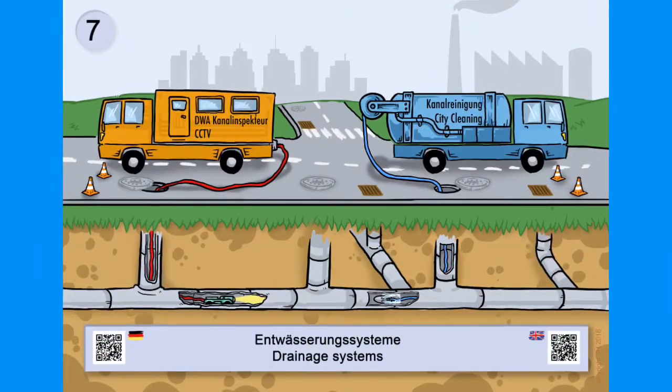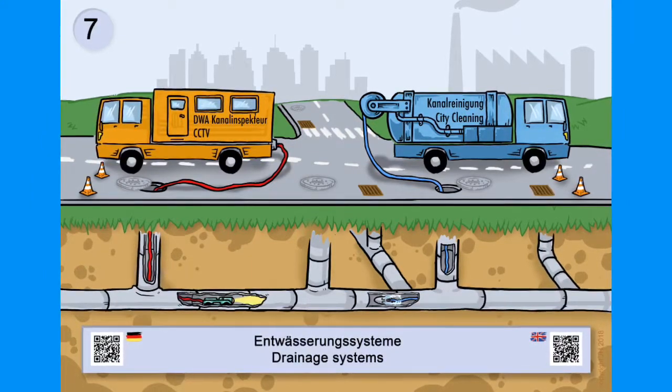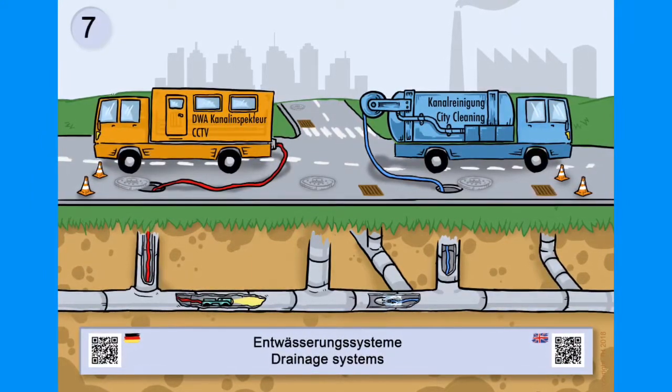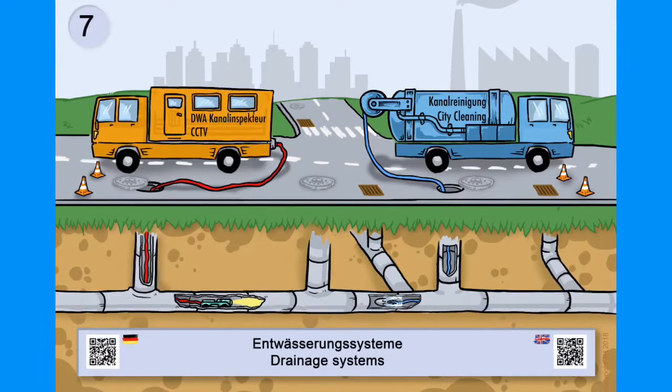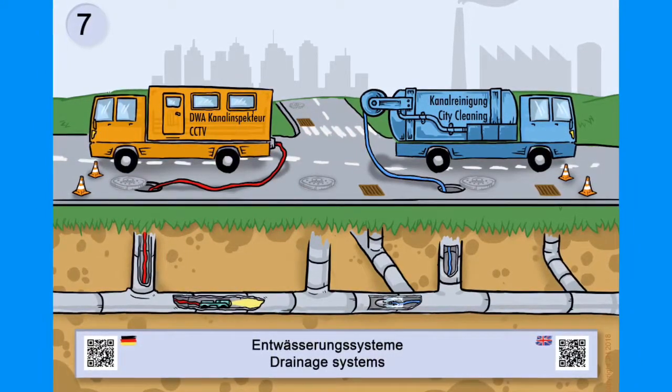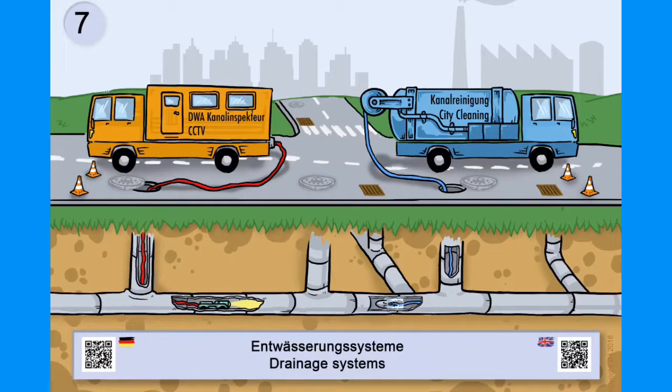Coming from the house, the sewer network is there. So long pipelines. We have more than 1.5 million kilometers in Germany. Big pipes, smaller pipes, retention tanks, whatever. We have to inspect it, we have to clean it, we have to maintain it. So that's what we do.